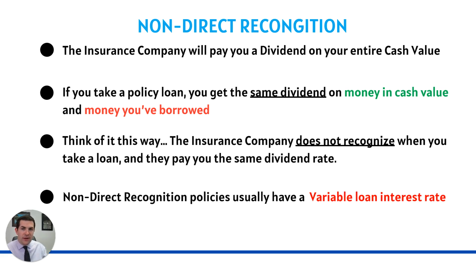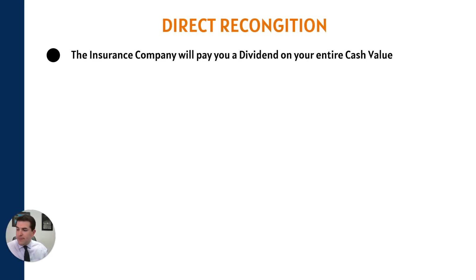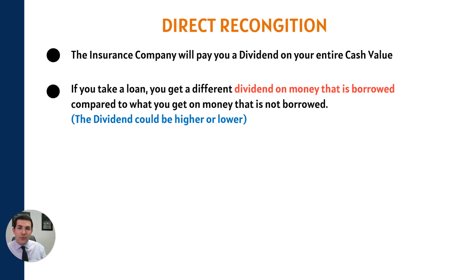Now, one thing to note about non-direct recognition is that we'll usually have a variable loan interest rate. With direct recognition, when you take a policy loan, the insurance company will still pay you a dividend on your entire cash value. Here's the difference. If you take a loan, you're going to get a different dividend on money that is borrowed compared with money that is not borrowed. And that dividend on borrowed money could be higher or it could also be lower. We'll look at an example of a dividend that's lower, but it does depend on the insurance company and their practice. We've got several videos that demonstrate both on our YouTube channel, and we've included a video in the description and the comments below too.